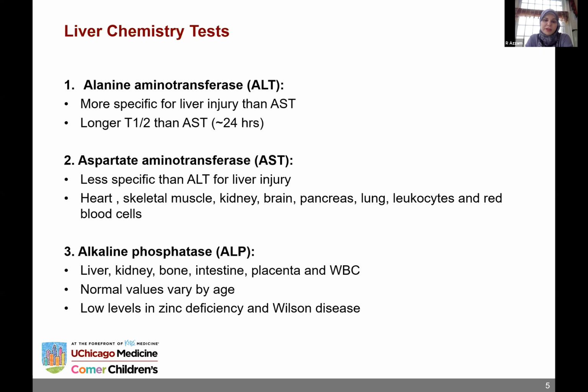The AST is the second transaminase, and the other name for it is the SGOT. This is less specific for the liver than the ALT, as it comes from other organs, including muscles, heart muscle, skeletal muscle, kidney, brain, pancreas, lung, leukocytes, and red blood cells.